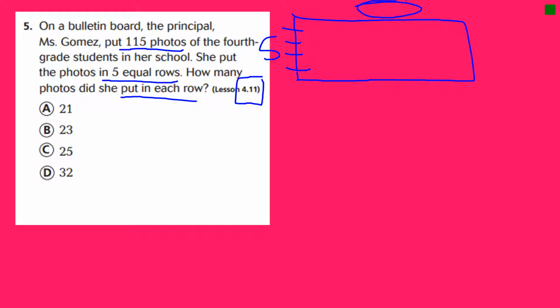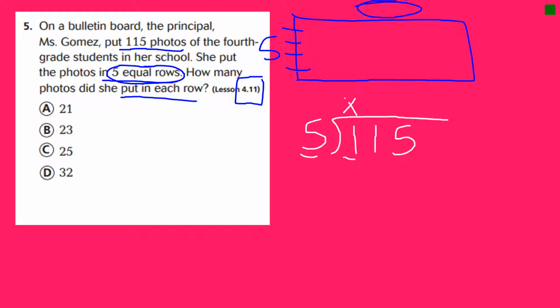Okay, what do we have to do? Put your hands out for 115. You have all these photos, and you are separating them or sharing them or distributing them into 5 equal rows or parts. Okay? What is that when you're sharing, separating equally? Division. Okay? It's good practice.